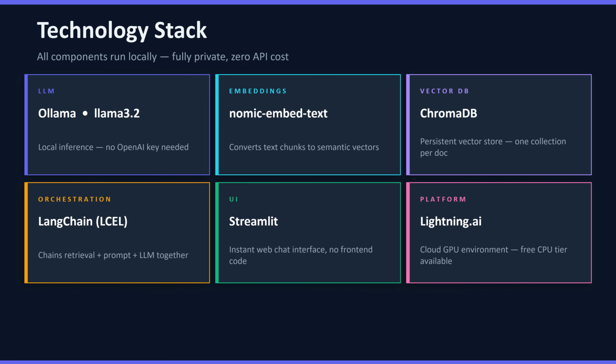And when you need GPU for faster inference, you switch to a T4 and switch back when done. All of those components run locally on, or in, your own Lightning AI environment. Nothing goes to OpenAI, nothing goes to any external service. This is what I mean by privacy first.